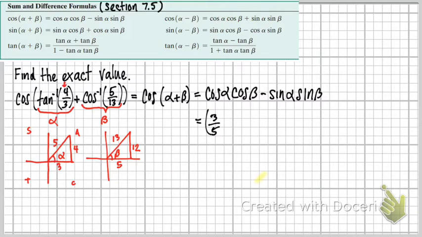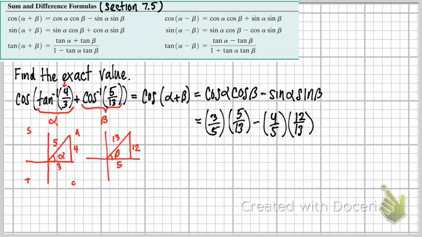So that's going to be 3/5. And then cosine of beta is going to be 5/13 minus the sine of alpha. Now we're going back to that first one. It was going to be 4/5. And the sine of beta is going to be 12/13 because the sine is opposite over hypotenuse.